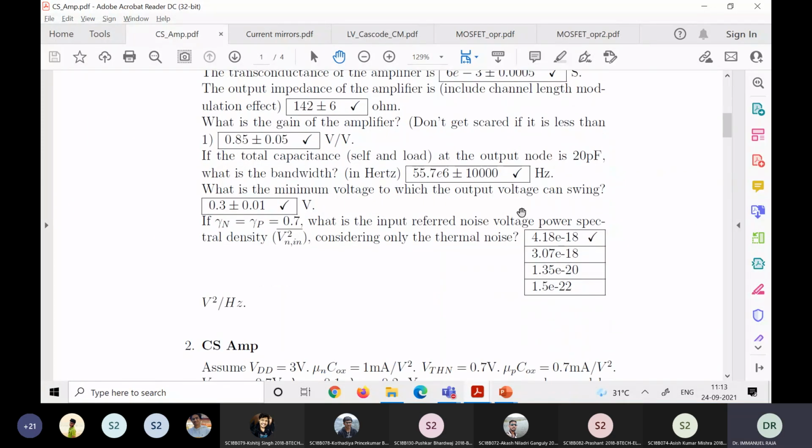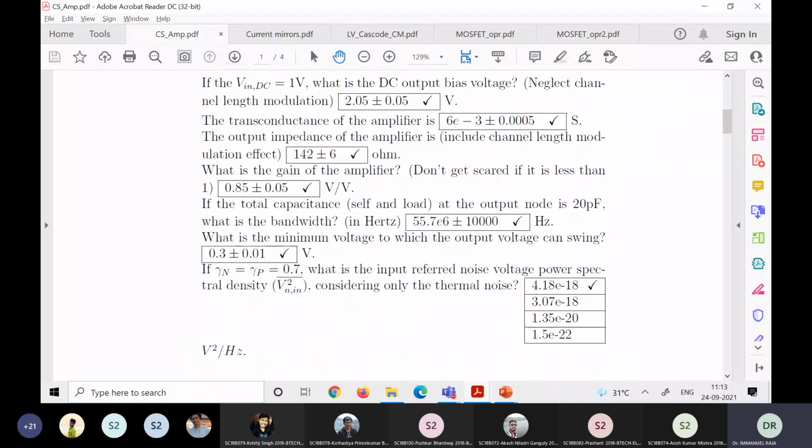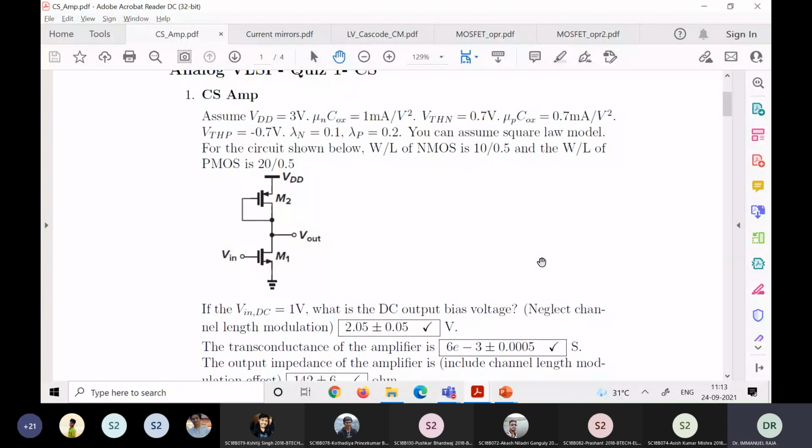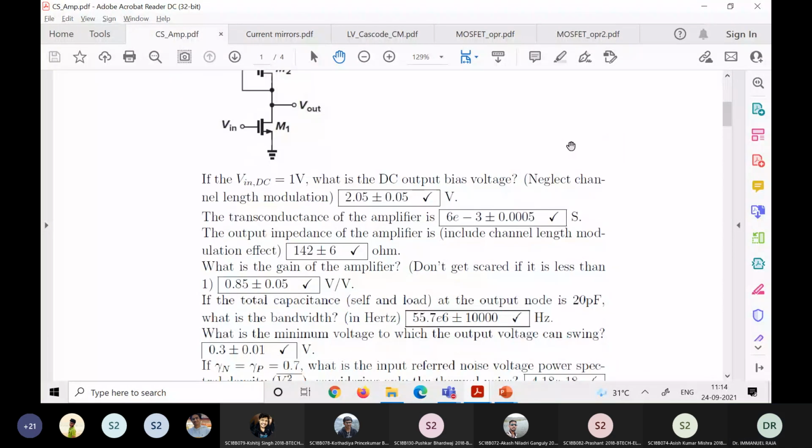Yeah, I mean, you should be getting somewhere around 4.18 because see, GM is straightforward, right? So the final expression, yes, you'll get 4 kT gamma times (GM1 plus GM2) divided by GM1 squared. So that's the thing. The way you'll get this 3.07 is if you divide by GM2 squared. So that's the way I set the other options. Okay. All right. Any other doubts, questions?